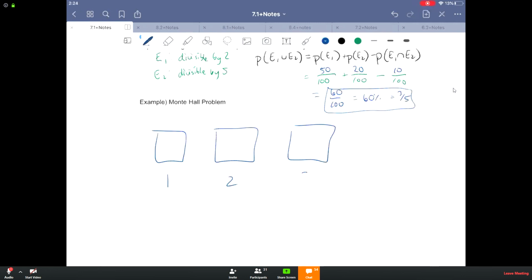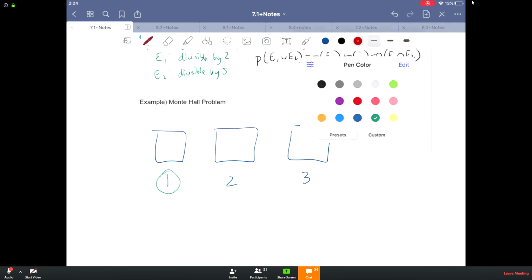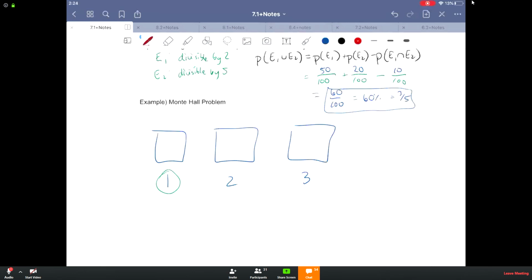Door number 1, door number 2, door number 3. Behind one of the doors was a prize. Behind the other 2 doors was nothing. So the host would ask the contestant to pick a door. Let's just say y'all picked number 1. So you picked door number 1. And then I, as the host, say, okay, I'm going to tell you it is not in door number 3. So I'm left with you with door number 1, door number 2.